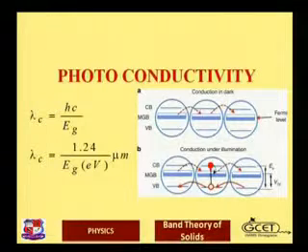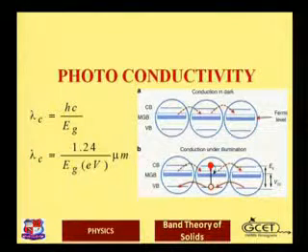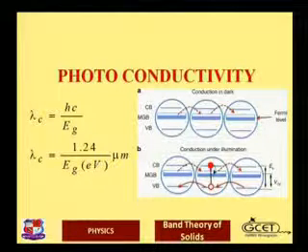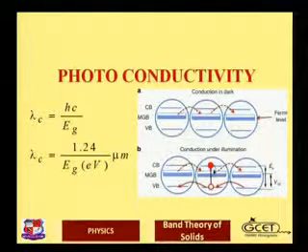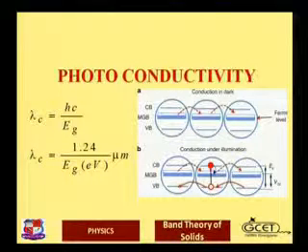Photoconductivity is actually the effect which induces EMF or even current due to the incidence of photons. One can see here that if the semiconducting material is put under illumination, the electron will move from the valence band to the conduction band, because of the absorption of the appropriate wavelength of the photon.